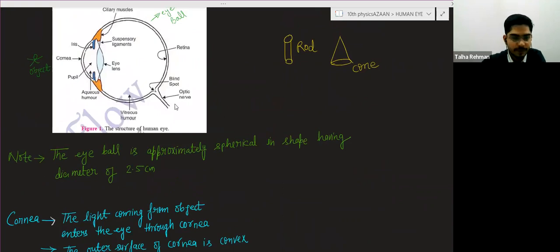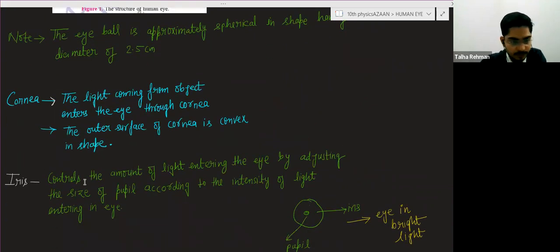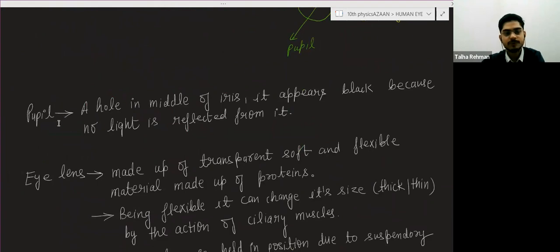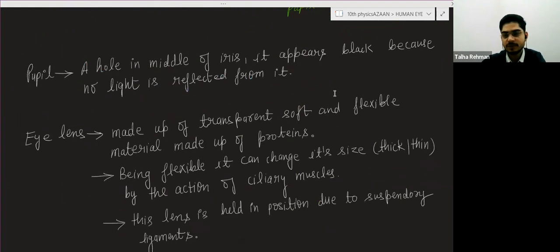Okay, so we have discussed what is cornea, we have discussed what is iris. Okay, we have discussed what is pupil and eye lens. So these things we have completed in the last class.